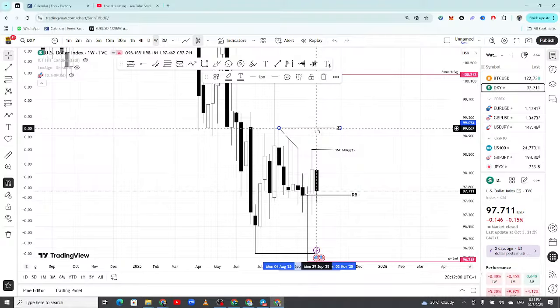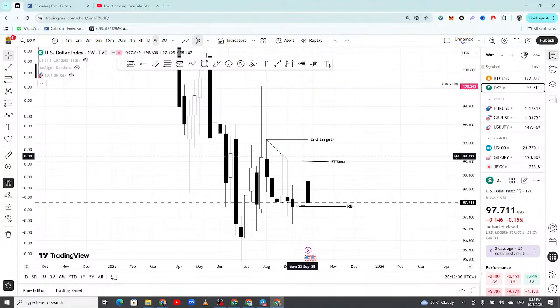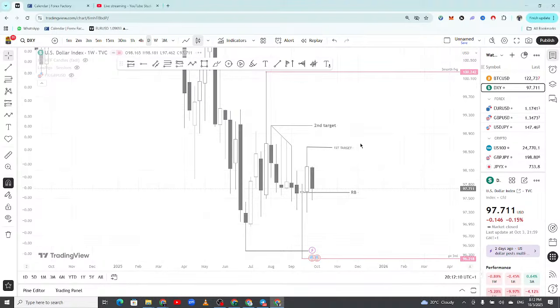This will be our second target. Okay, and then the 3 months fair value gap will be the end, our last target. Okay, now let's go straight down to the daily chart, and then we'll see what we have here.